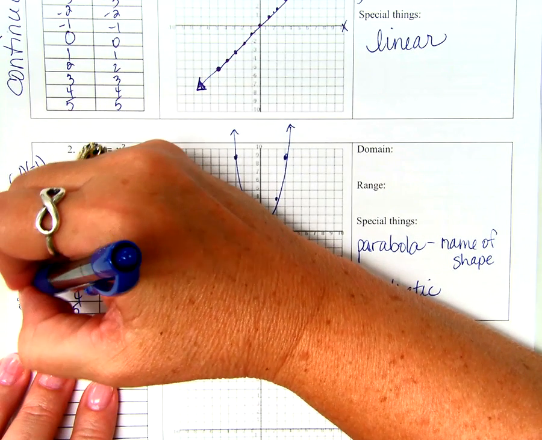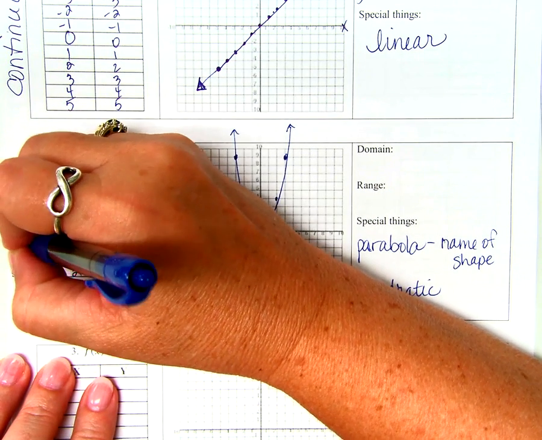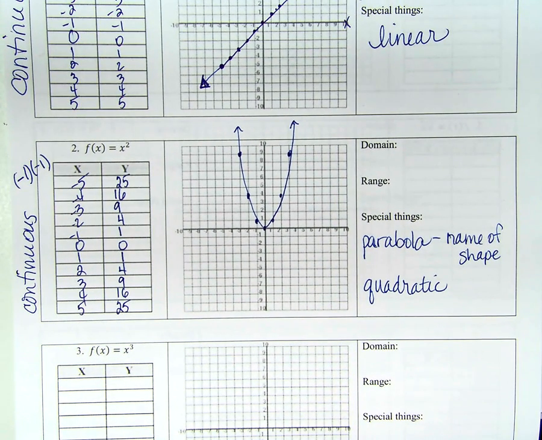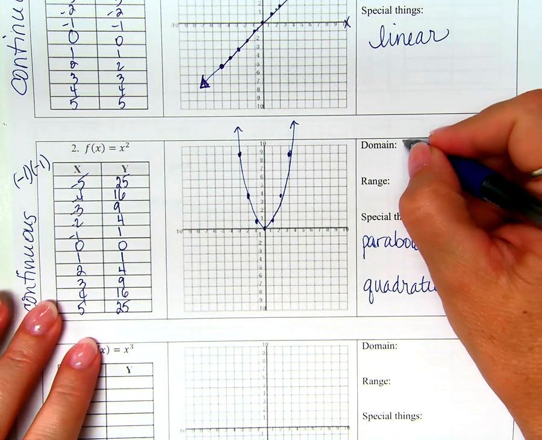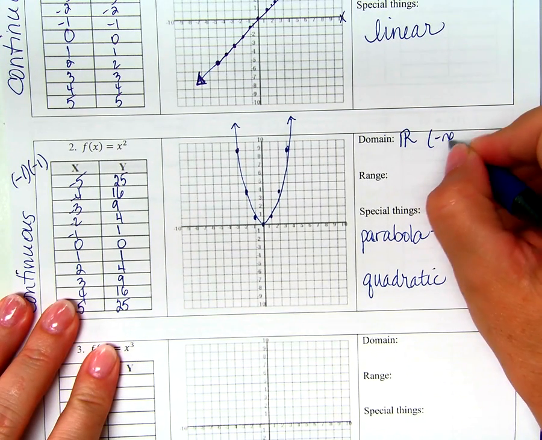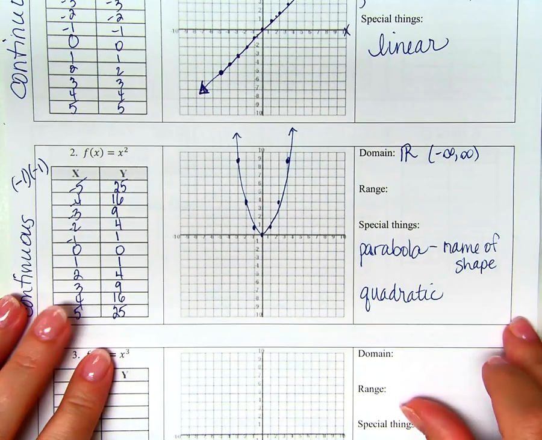I'm also going to tell myself this. Continuous. What about the domain? You already know it. I just asked you the right question. What question did I just ask you? Are there any x's that this is not allowed to equal? No. So what's the domain? All real numbers, or negative infinity to positive infinity.